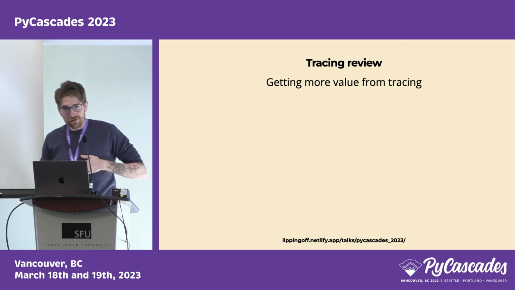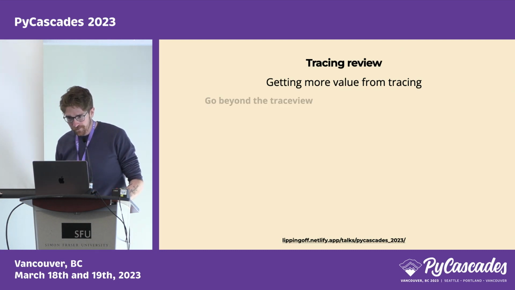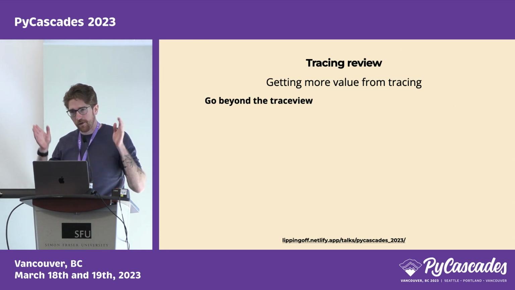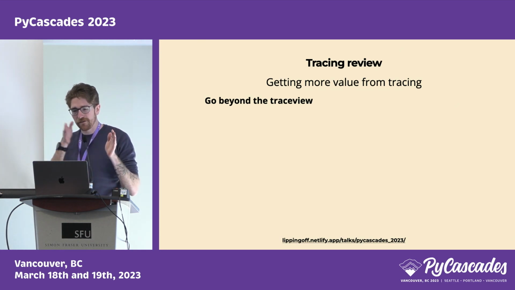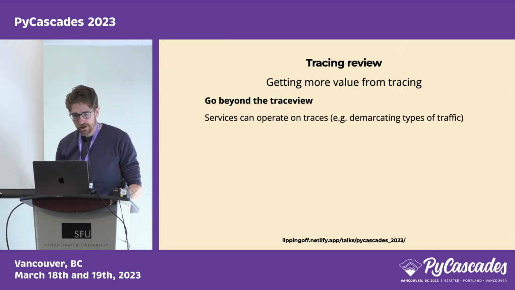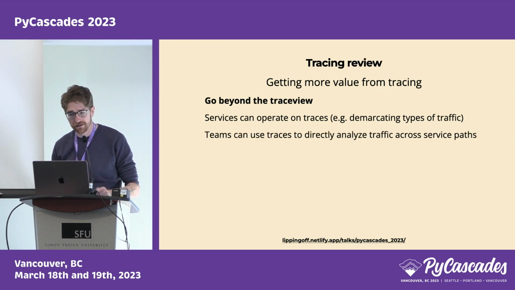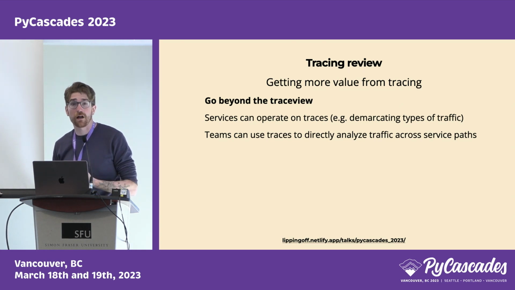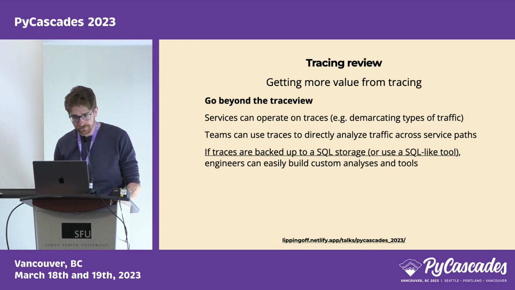How do you get more value from tracing? Like, what could I do differently? The biggest suggestion I have is to go beyond the trace view, just that one look at the Gantt chart of how the traces propagate, to do a little bit more. So some examples of what that can look like. Services can actually operate on traces. You can be parsing that trace parent header and doing things with it programmatically, like demarcating types of traffic. And you can analyze this to analyze your traffic patterns live, which would be a really powerful tool.